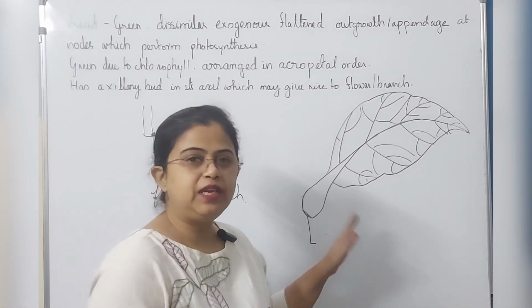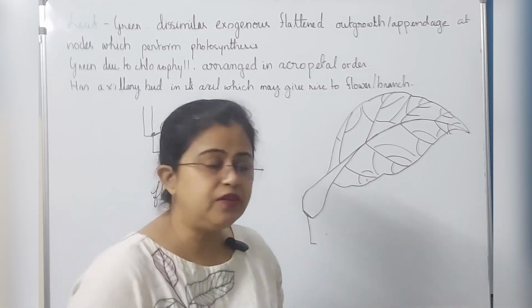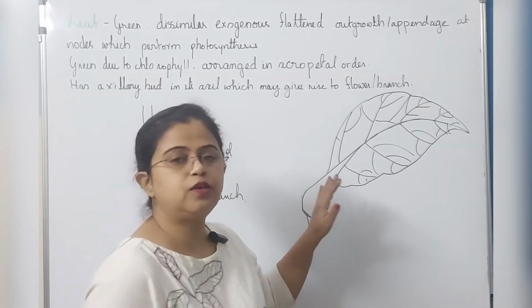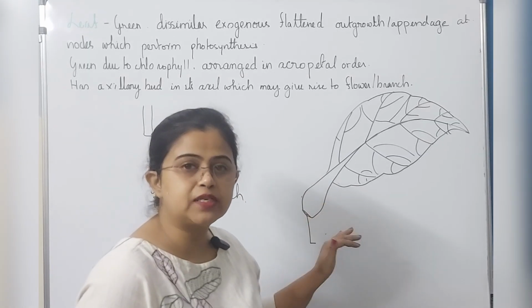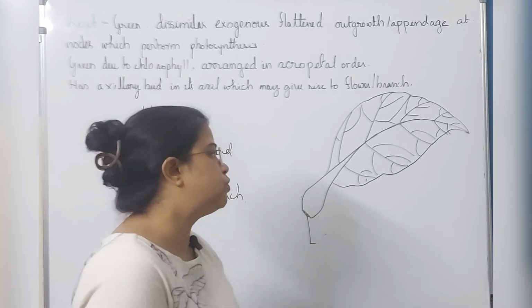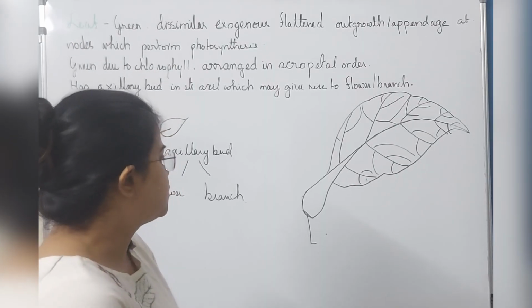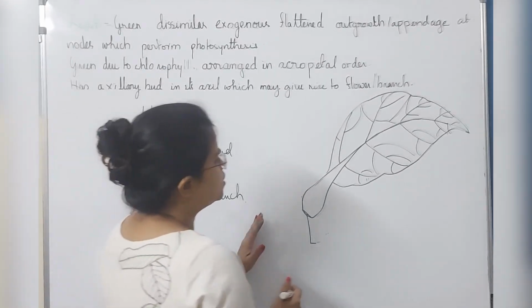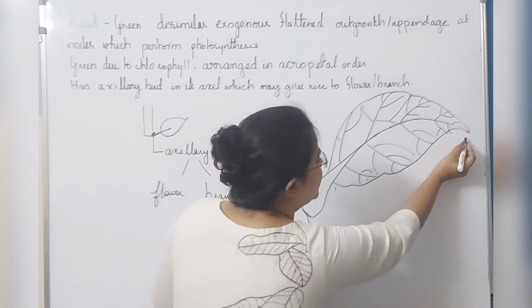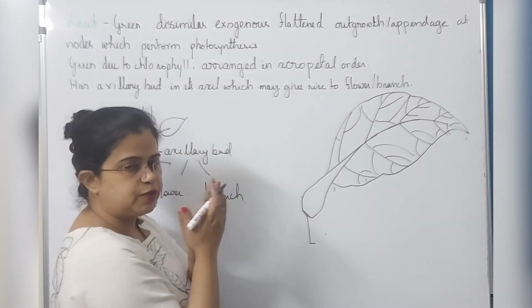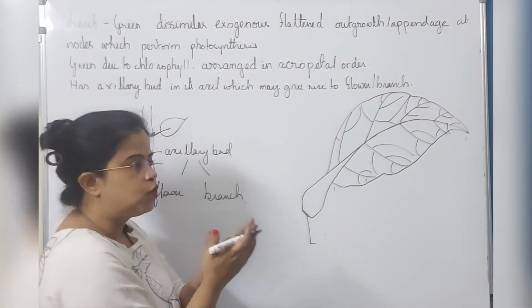So पहले हम लीफ का स्ट्रक्चर देखते हैं। Let us look at what the different parts are called and then we will look into the different structures here. So let us begin. This part, the flattened part of the leaf which performs photosynthesis, उसको क्या बोलते हैं?